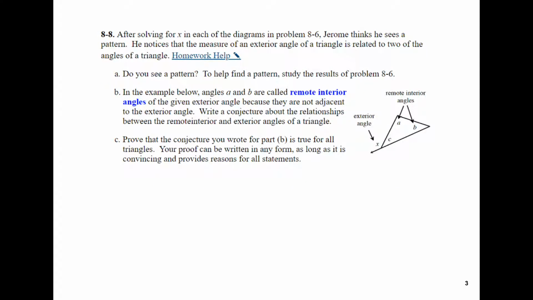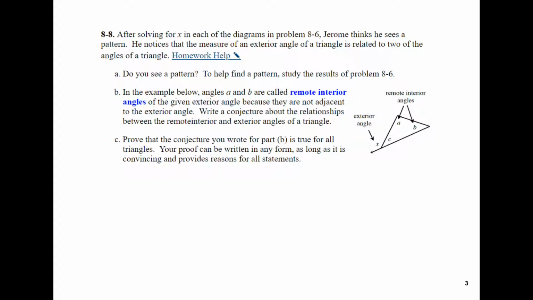After solving for x in each of the diagrams in problem 8-6, Jerome thinks he sees a pattern. He notices that the measure of an exterior angle of a triangle is related to 2 of the angles of the triangle. Do you see a pattern? To help find a pattern, study the results from 8-6.